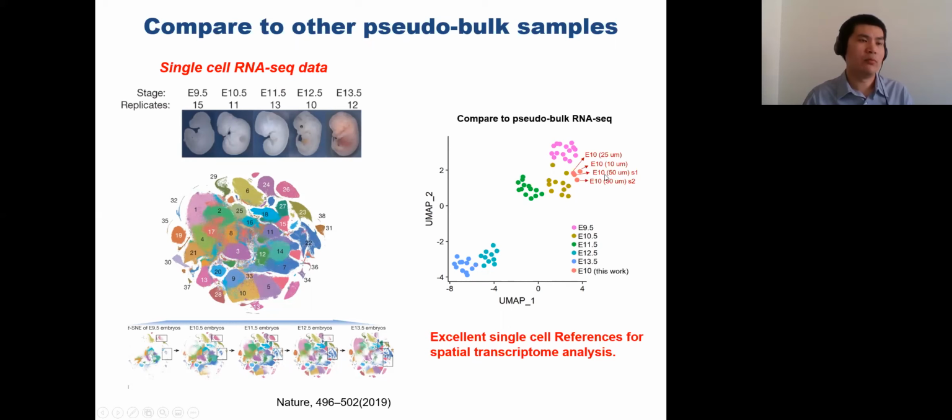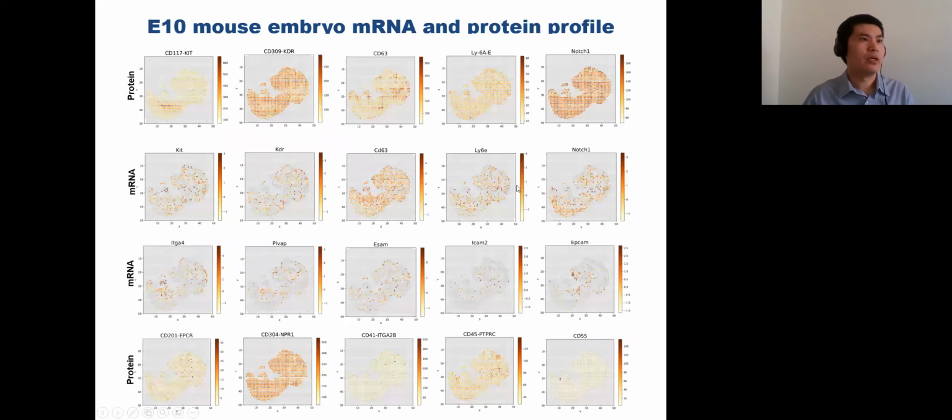I think because we have an E10 sample, they all lie pretty well between day 9.5 and day 10.5 data, which also demonstrates we are doing a quite precise measurement of the transcriptome. So another power of our technology is that we can measure protein and mRNA side by side.